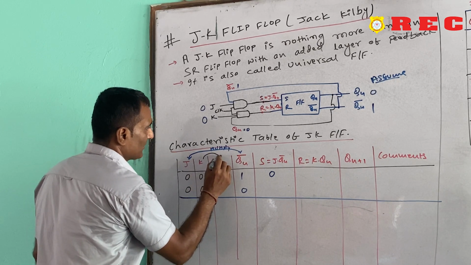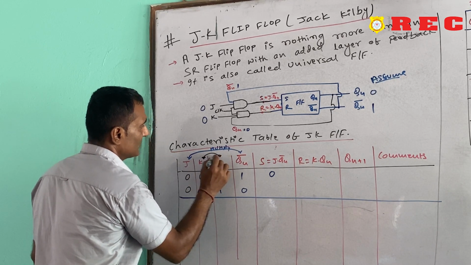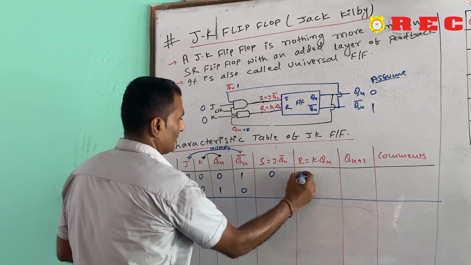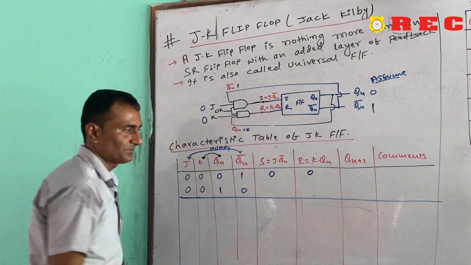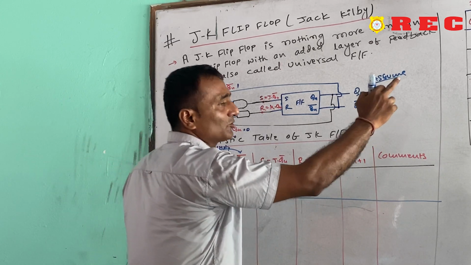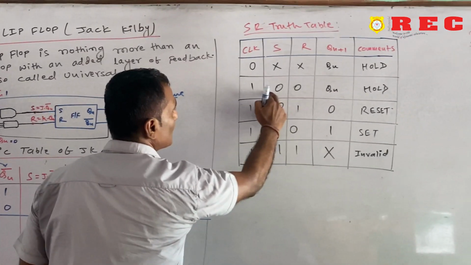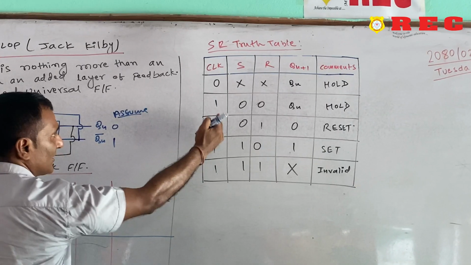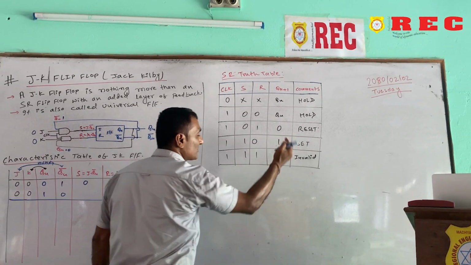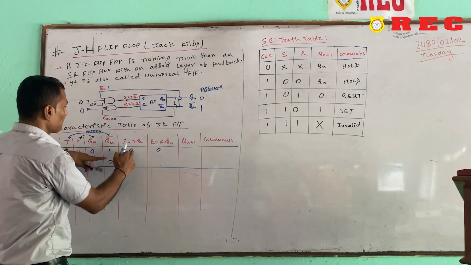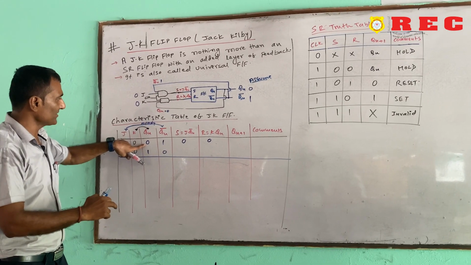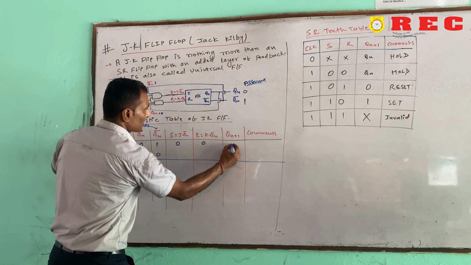So here we should multiply K into Qn, and K into Qn is 0 into 0, which is equal to 0. So when S is equal to 0 and R is equal to 0, in the truth table of the SR flip flop, with clock pulse equal to 1, as we have already given, what is the next value? Qn plus 1 is Qn, that means it is the previous state. The value of Qn is 0, which is the previous state. So we can easily write Qn plus 1 is equal to 0.